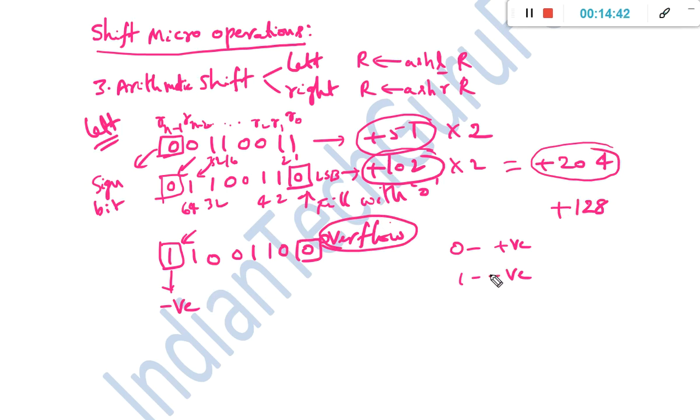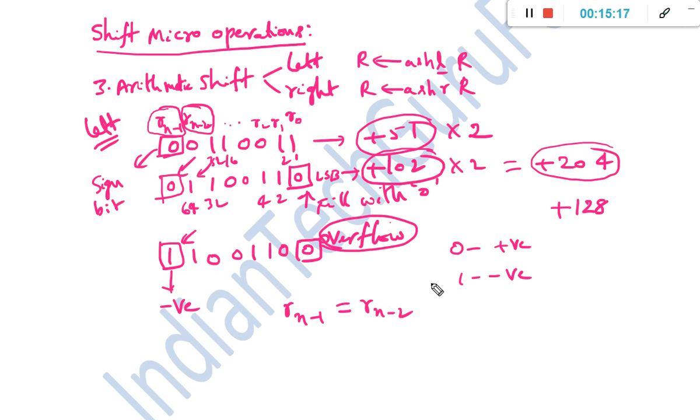So then how do we find out whether overflow could occur or not? Very simple. We need to make sure that the value in Rn minus 1 and the value in Rn minus 2 are the same. The value in Rn minus 1 should be equal to the value in Rn minus 2. Then only are we going to get the correct result. Otherwise, we are going to get the wrong result because an overflow will occur.